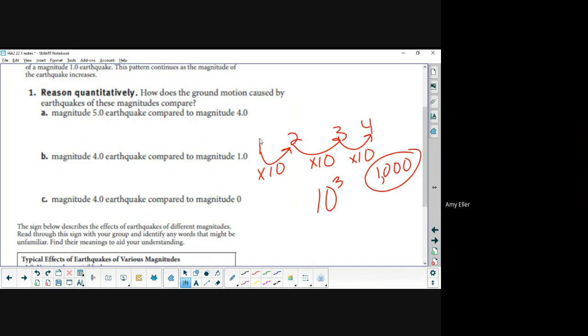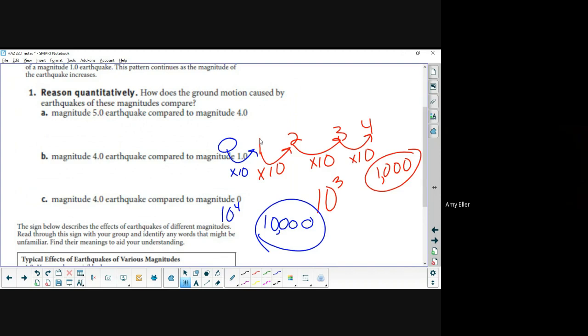That makes C pretty easy. We've already got it set up. How does a magnitude 4 compare to a 0? Well, that's 1 more times 10. So 10 to the 4th. So 4 zeros. The 4 is 10,000 times greater than the 0.